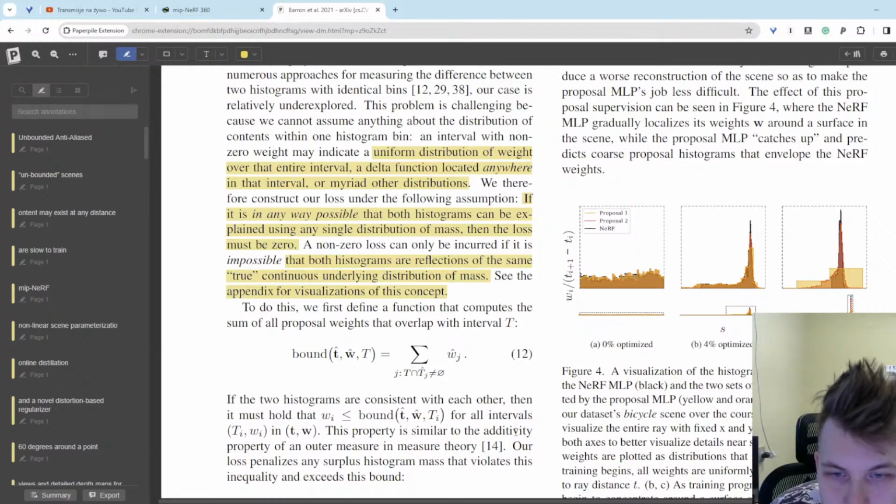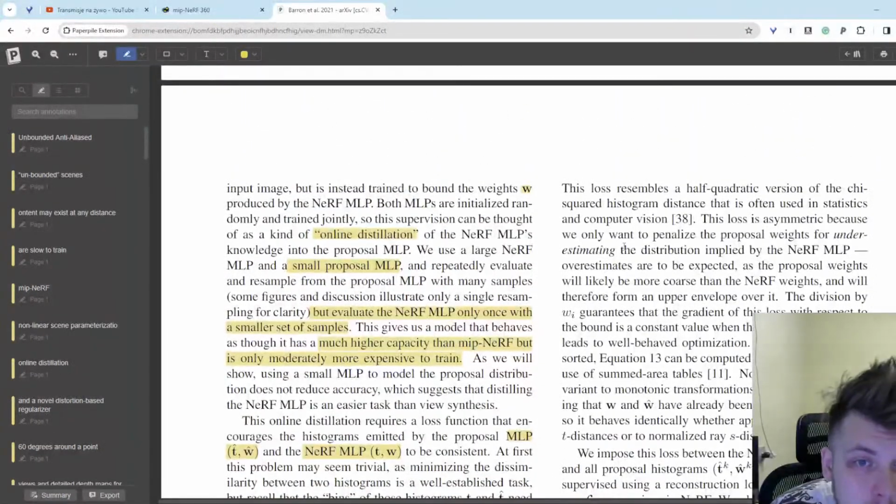This property is similar to the additivity property for an outer measure in measure theory. Our loss penalizes any surplus histogram mass that violates this inequality and exceeds this bound. So if there is more wi, more actual density than our bound calculated for all the intervals that are aligned with this, so going outside of this bound, then there is the loss. This loss resembles a half-quadratic version of the chi-square histogram distance that is often used in statistics and computer vision.